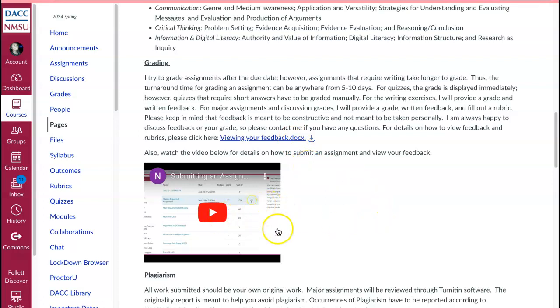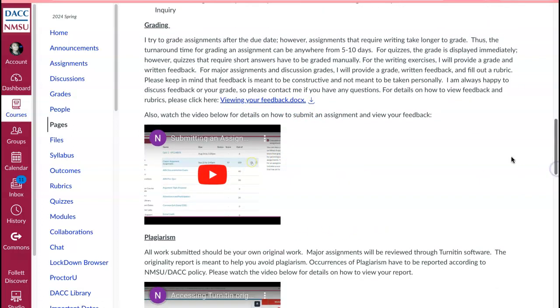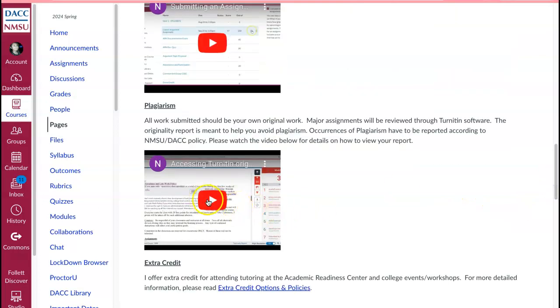Here in this video, I show you how to submit an assignment. Canvas has changed a bit, so some of this information might not look like the current Canvas, but the steps are the same. This right here tells you how to check your Turnitin score. The Turnitin software checks for plagiarism, so you want to make sure that your originality score is not over 20% or even 30%, because that would constitute plagiarism.